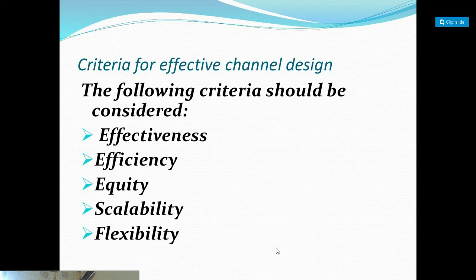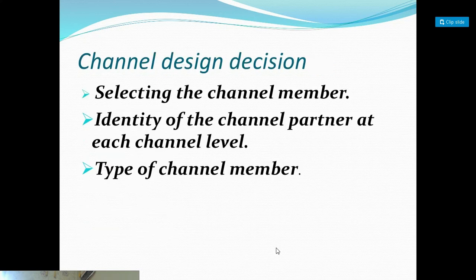Next, criteria of effective channel design. Effectiveness should be there, efficiency should be there, equity should be there, flexibility should be there, and scalability should be there. You are aware of this: effectiveness is doing the right things, efficiency is doing things right, equity, everything.